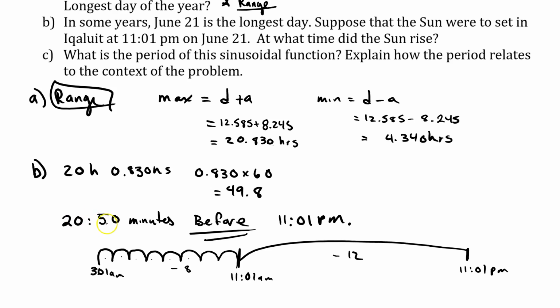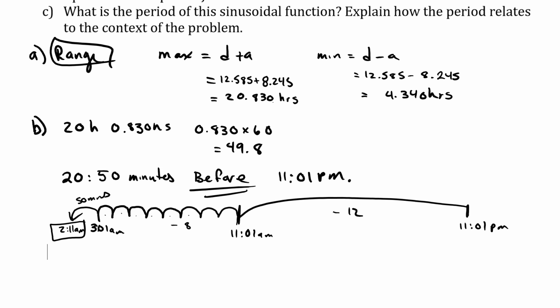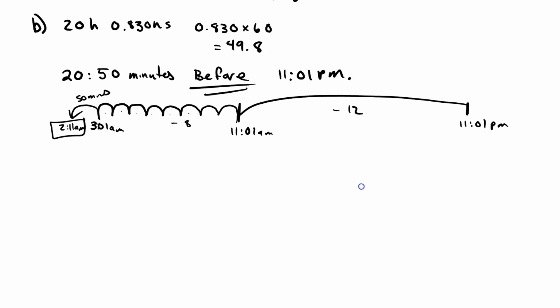But now what I want to do is subtract 50 minutes here. So that's going to be at 2:11 a.m. So that means that it will have risen at 2:11 a.m. How crazy is that? The sun rises at 2:11 and then sets at 11:01. That's nuts.